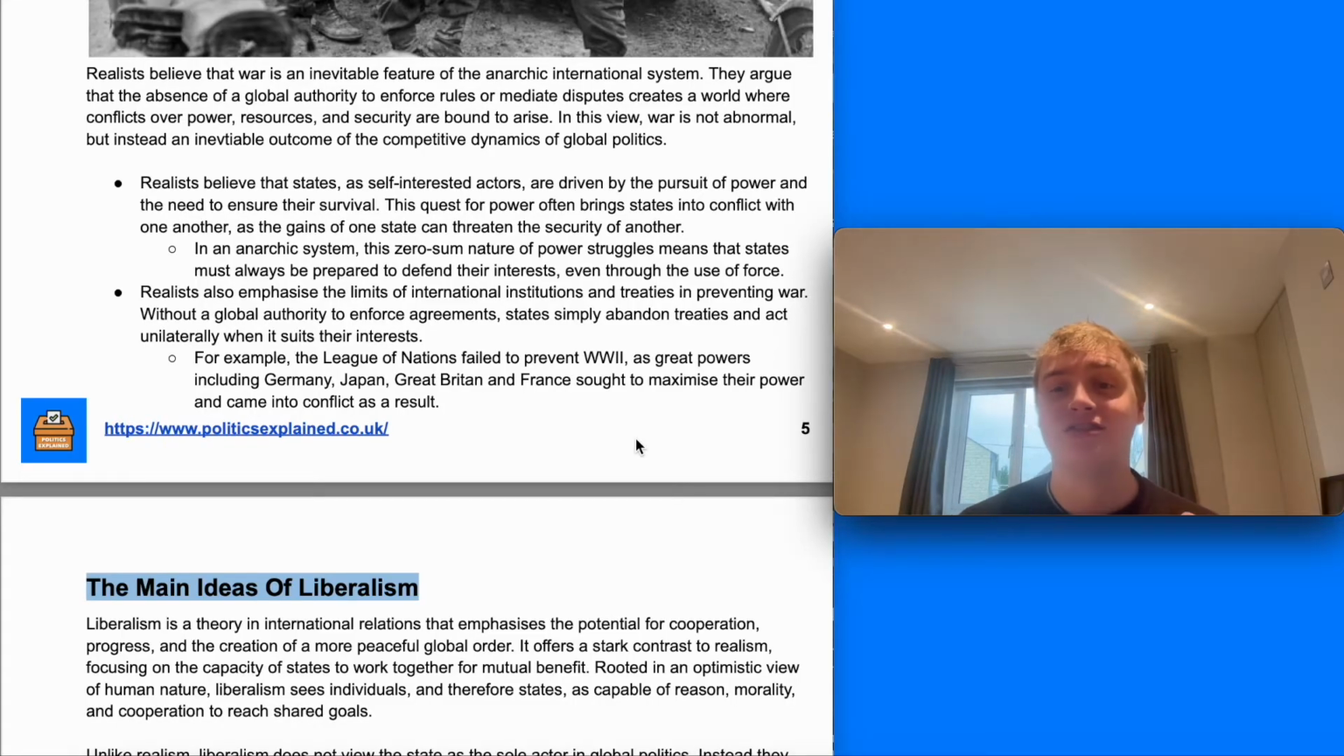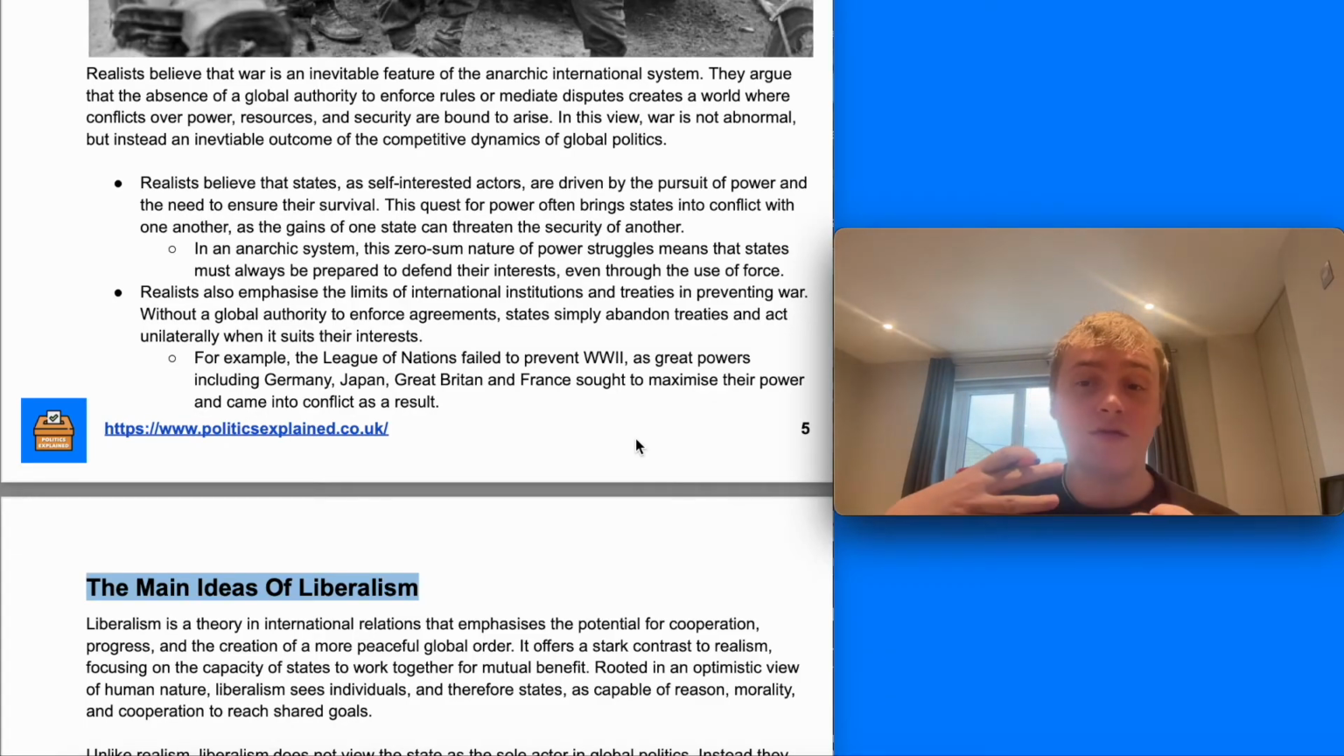So everything we've looked at so far, the fact that there's international anarchy, the fact that states are the primary actor in global politics, and the fact that they can only protect themselves and seek to increase their military power, leads to war being inevitable. So states as self-interested actors are driven by the pursuit of power and the need to ensure their own survival. And this often brings states into conflict with one another, as the gains of one state can threaten the security of others. And that means that they see power in zero-sum terms.